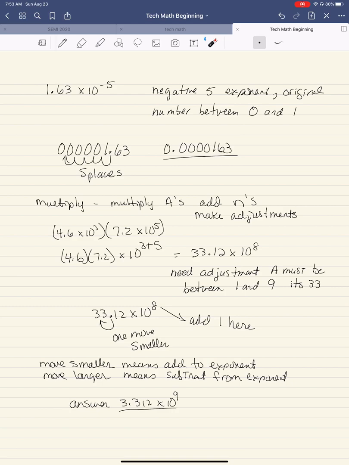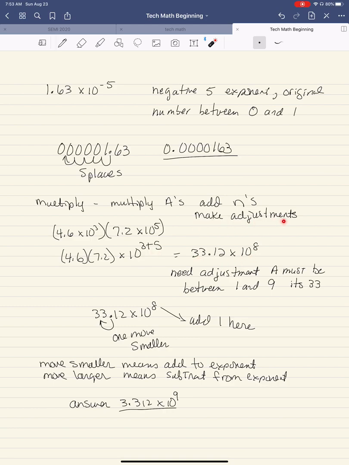When you're multiplying, you multiply the a's, add the n's. So 4.6 times 10 to the third multiplied by 7.2 times 10 to the fifth is going to be 4.6 times 7.2. Add your exponents, 10 to the 3 plus 5. So you get 33.12 times 10 to the 8.